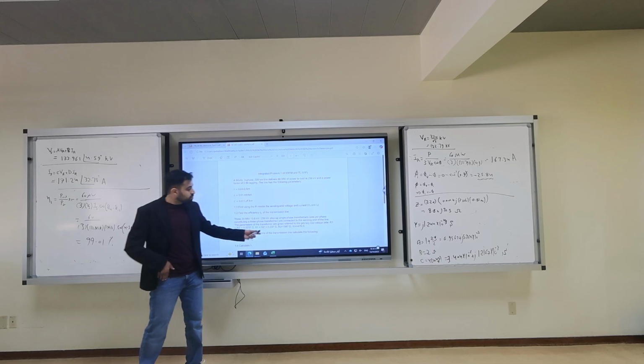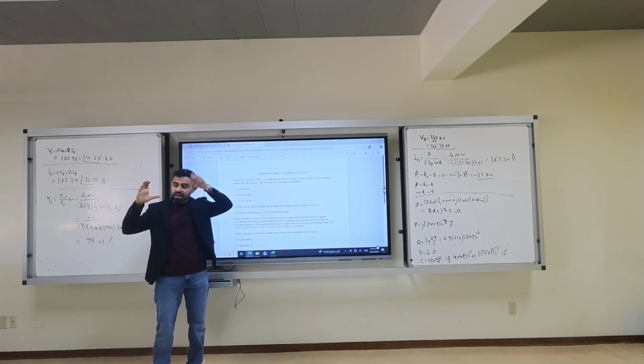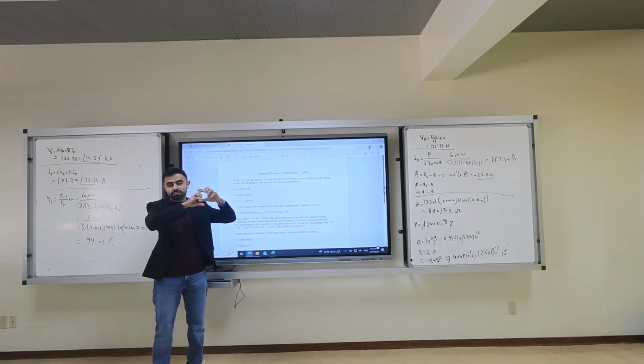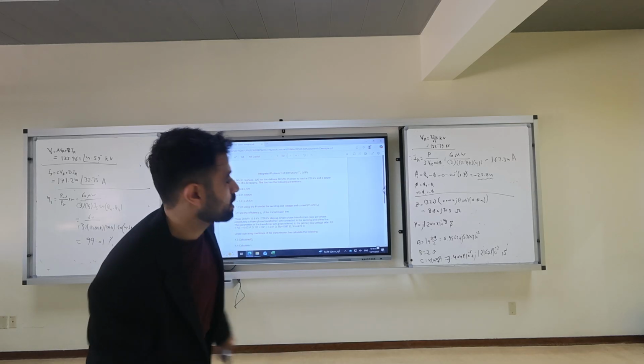Under operating conditions of the transmission line, so we connected the transformer to the line. What happens when I make the connection? The secondary voltage of the transformer becomes the same as the sending voltage of the line. Let's draw the circuit. Okay?